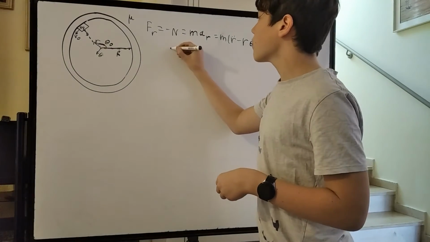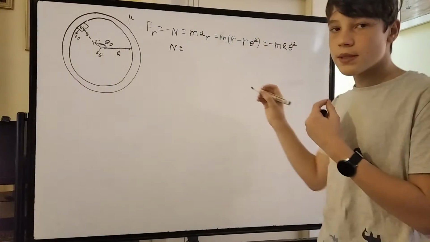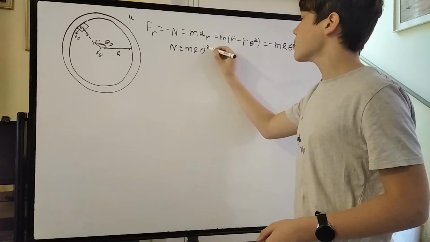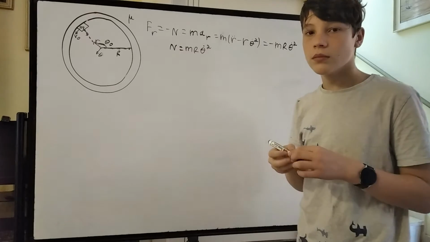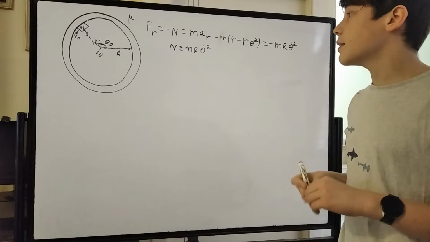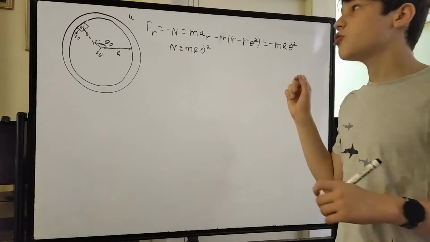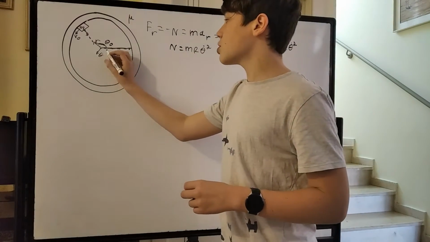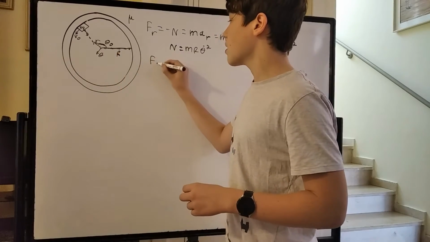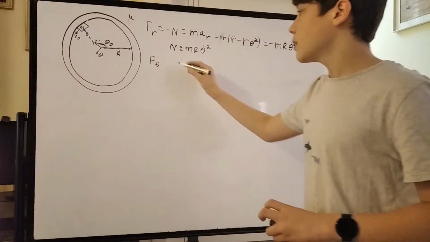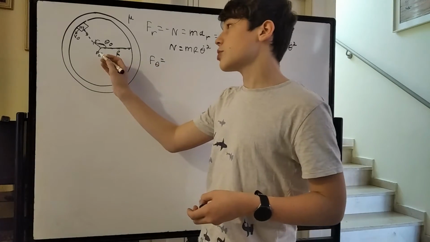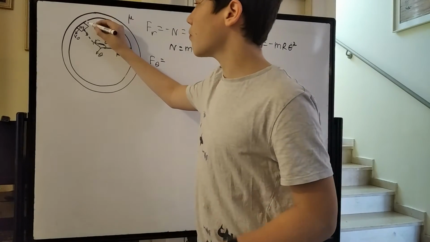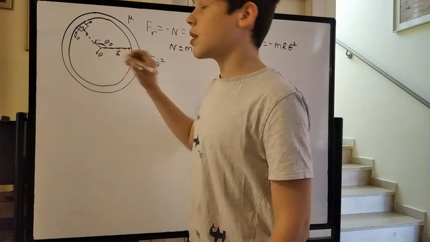Meaning that our normal force is mass times radius times theta dot squared. Now let's look at the tangential direction, which will represent this. And theta is in this direction, but the only force we have in the theta direction is the friction force, which goes this way.